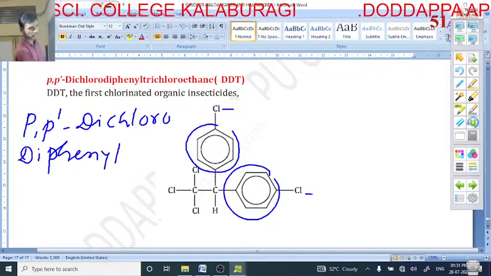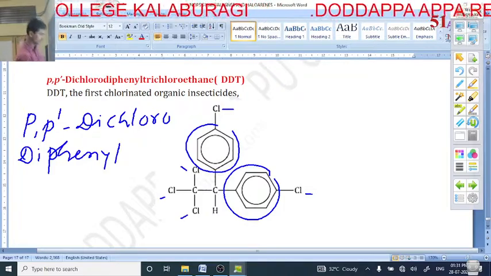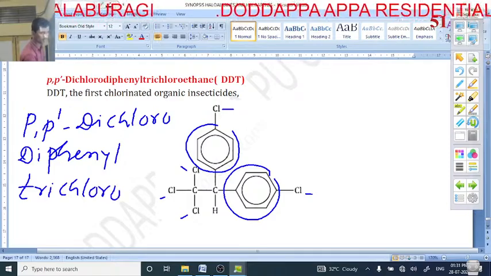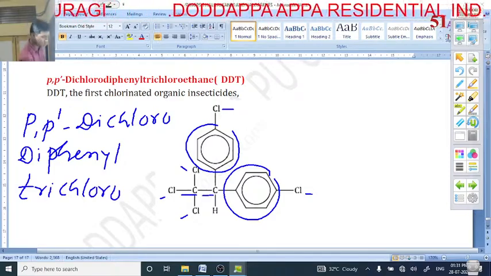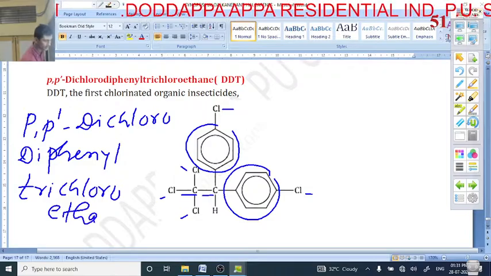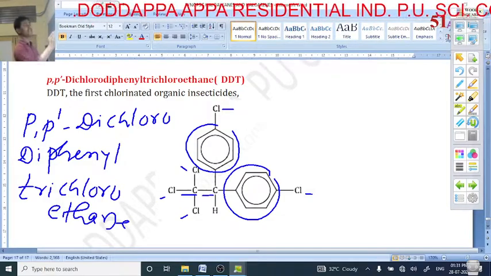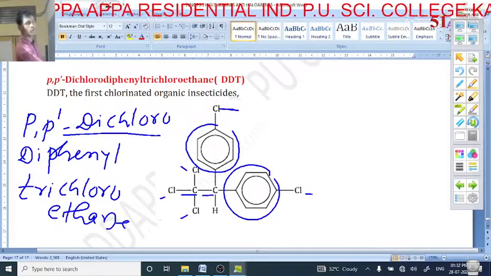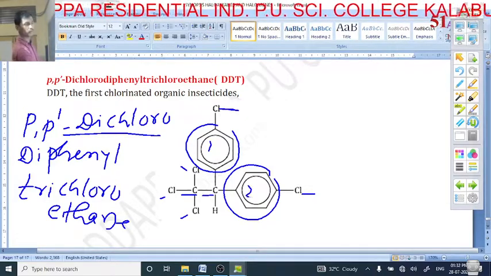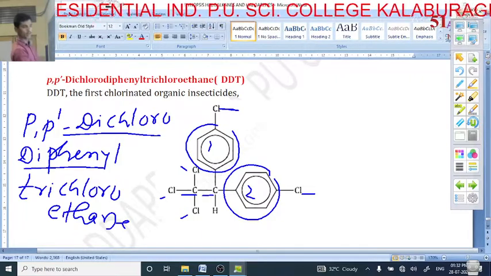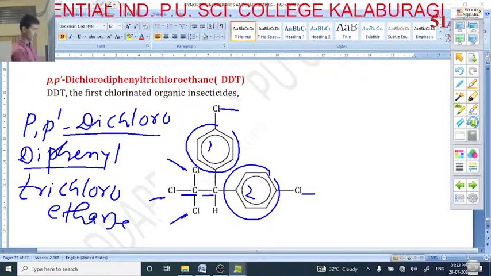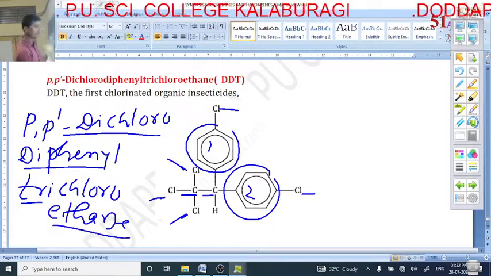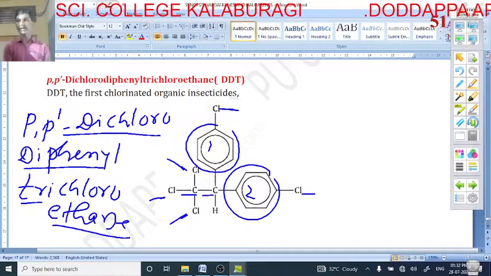How many chloros are there? 1, 2, 3, so trichloro. How many carbons? Carbon 1 and carbon 2, so ethane. So DDT is dichloro diphenyl trichloroethane: chloro 1, chloro 2, phenyl 1, phenyl 2, diphenyl, then three chloros, tri, and two carbons, ethane. This is about DDT and its structure.